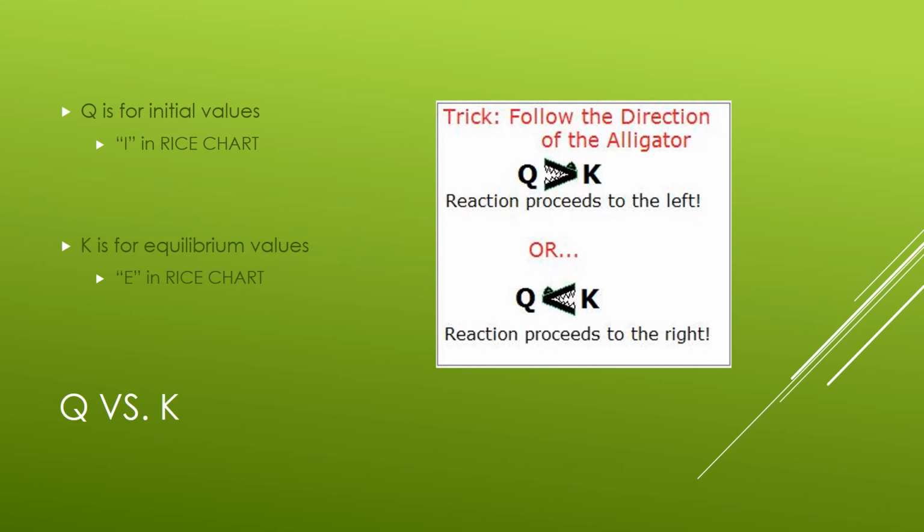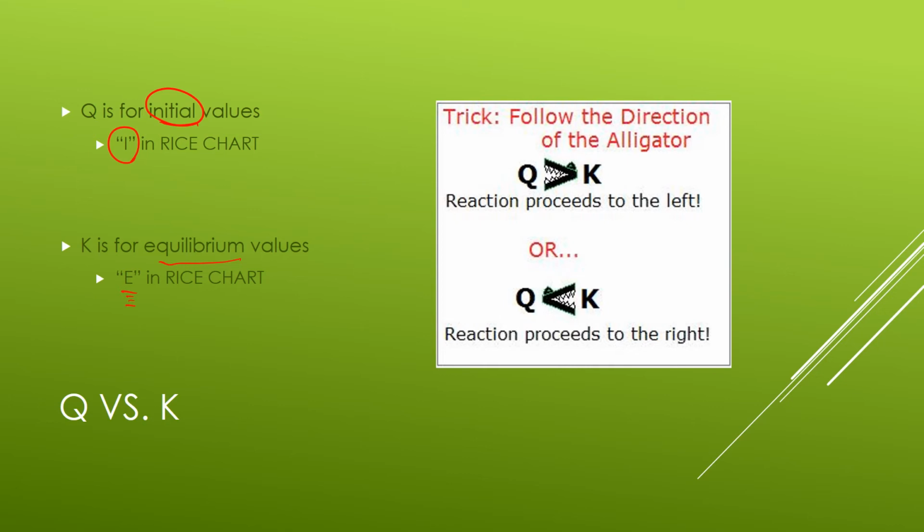Now the next thing is Q versus K. Q is for initial values. Whenever you see the word initial, that is your keyword to be able to use Q. So this is for the I part in your RICE chart when you're doing your RICE tables for equilibrium. Remember, K is only for equilibrium values, and this is the E line in your RICE chart.